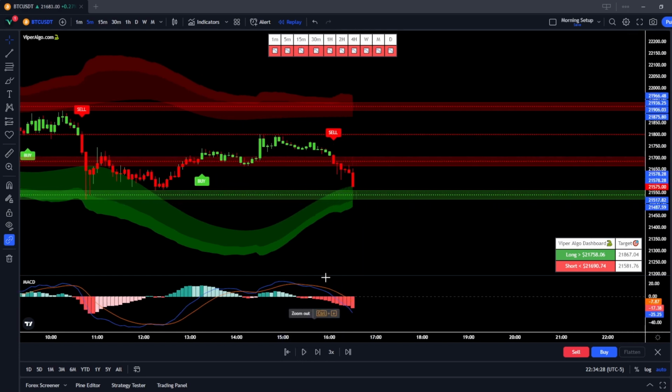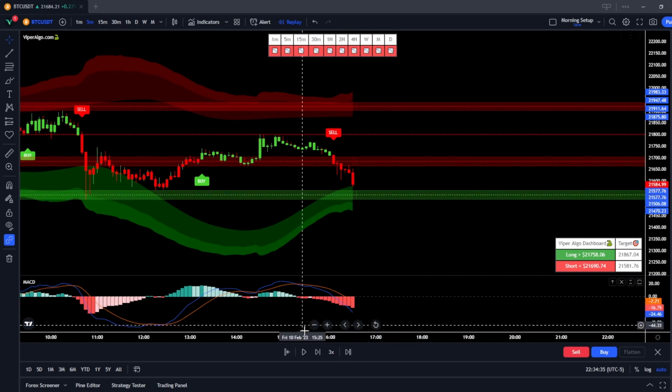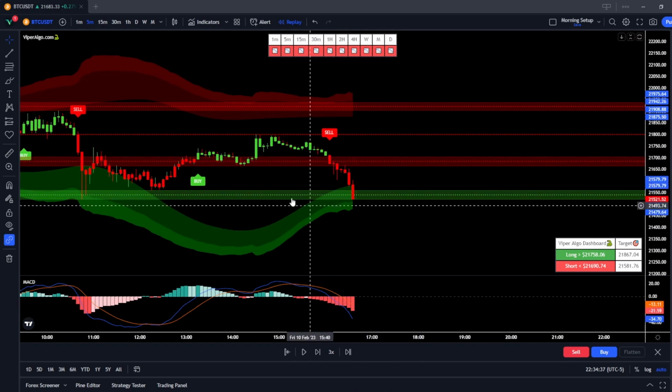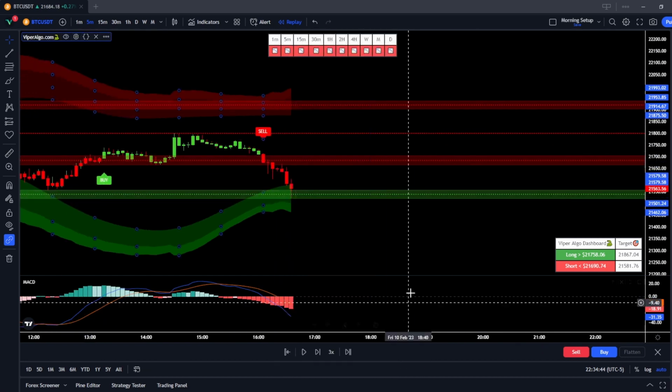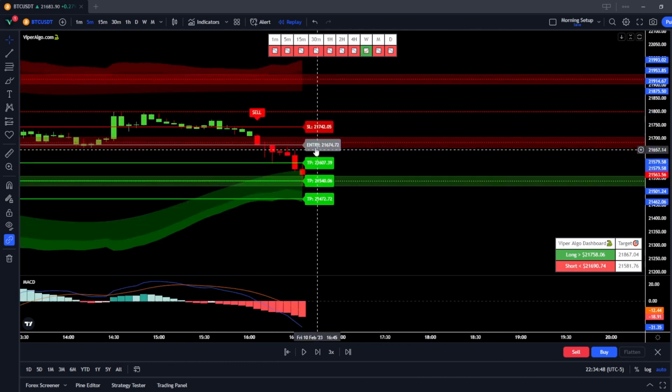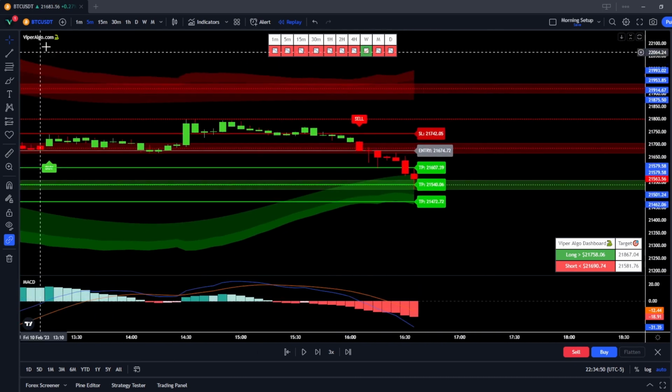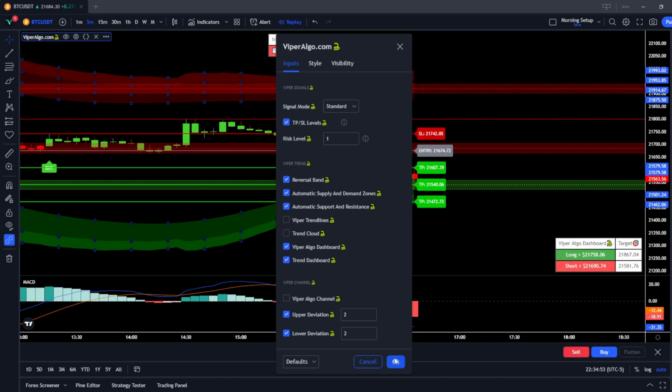So right here, we got a supply zone, and now we're approaching this demand zone down here. So what I would do, so right as we enter this demand zone, I would be taking profits here and setting my stop loss at entry. So we can see here our entry was right here.